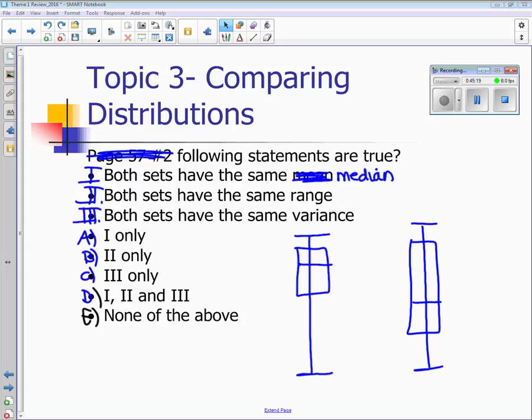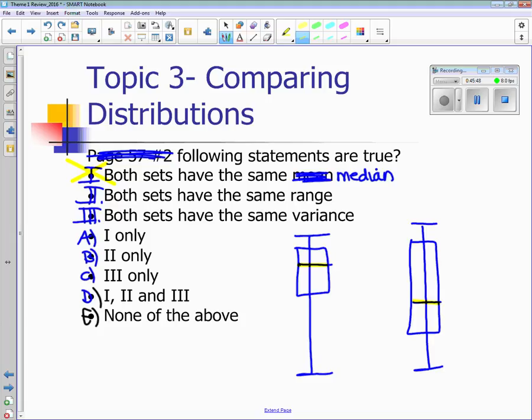Do they have the same median? Where do I look to compare them? Which line? There's lots of lines. One in the center of the box, the inside of the box. Which one is bigger? The one on the left, because it's higher. Good job. Okay. So we are, in fact, looking here to decide whether or not the medians are the same. And they're not the same. So we can cross that one out.